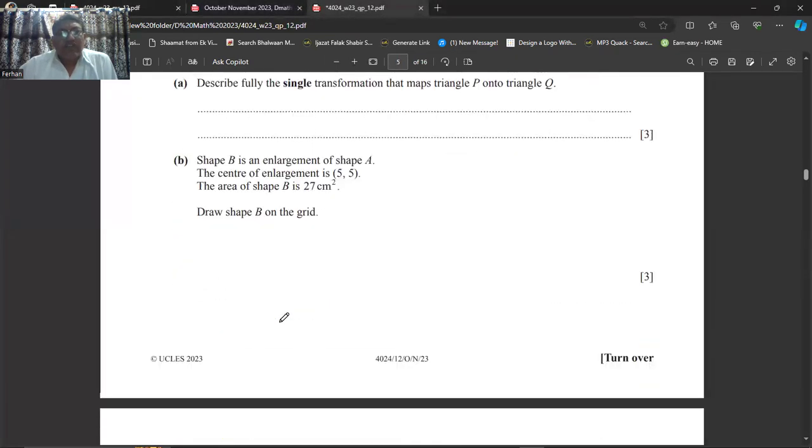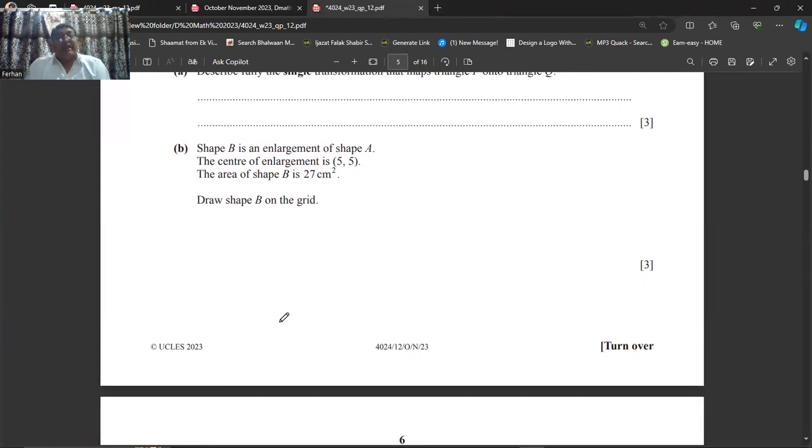Okay. So next part is, it says the shape B is an enlargement of the shape A. The center of the enlargement is (5, 5). The area of the shape B is 27 centimeters squared. Draw the shape B on the grid.